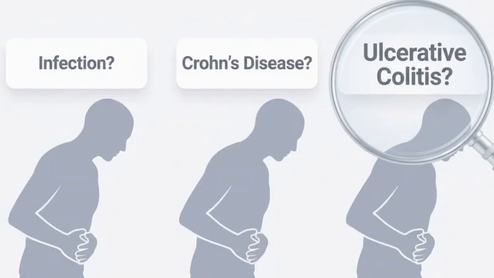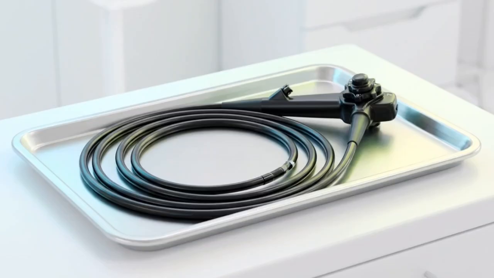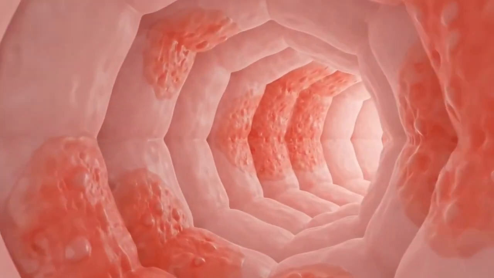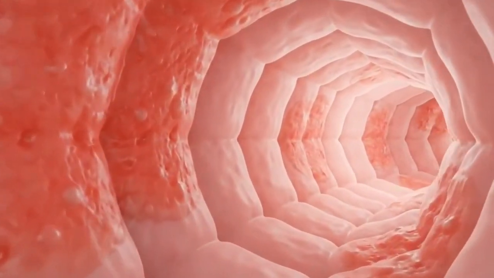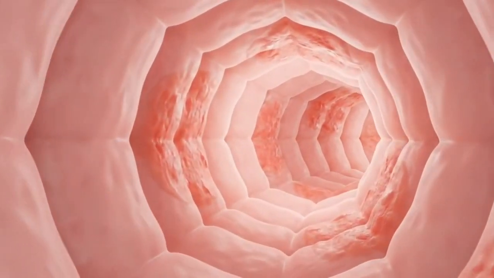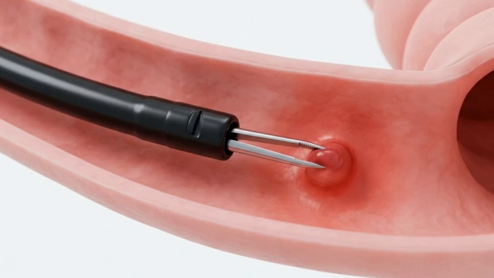Because bloody diarrhea and abdominal pain overlap with many other gastrointestinal issues, clinicians must visually and histologically prove the presence of the disease. The gold standard diagnostic tool is a colonoscopy. This procedure allows the physician to directly observe the continuous inflammation and macroscopic ulcers mapping the colonic wall. Visual confirmation is only half the process.